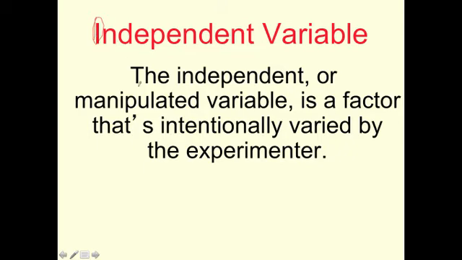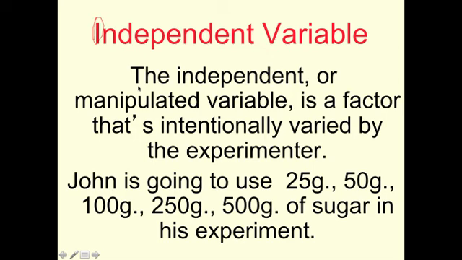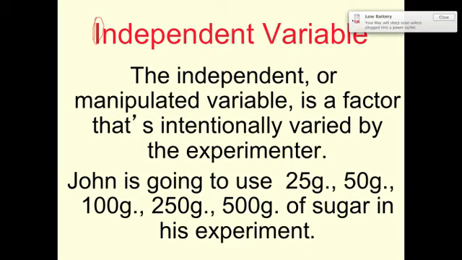Okay, so for example, we talked about the paper towels in your last at-home assignment. If you change the different brands of paper towels, the brand of paper towel is your independent variable. So John is going to use 25 gram, 50 gram, 100 gram, 250 gram, 500 grams of sugar in his experiment. The amount of sugar he uses in the experiment is the independent variable.